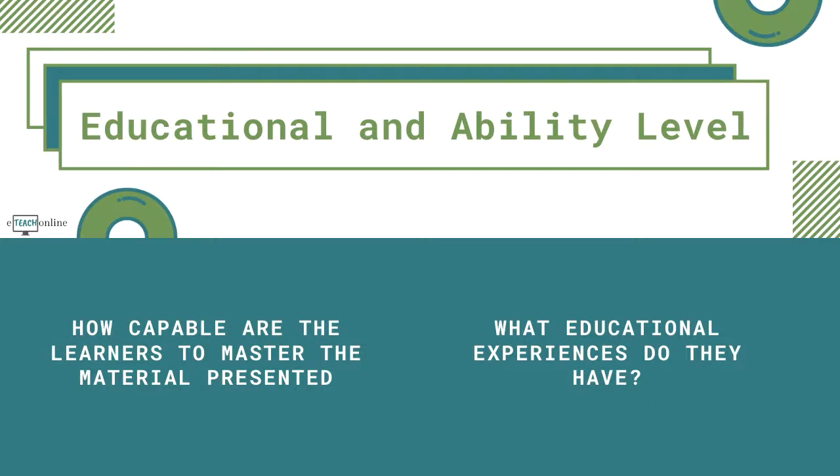Educational and ability level. Information for this area can be gathered through interviews and observations, records, and test data. Questions that designers want to answer may include information about the capability of learners to master the material that will be presented. How able are the students to learn the new material? What educational experiences do they have?